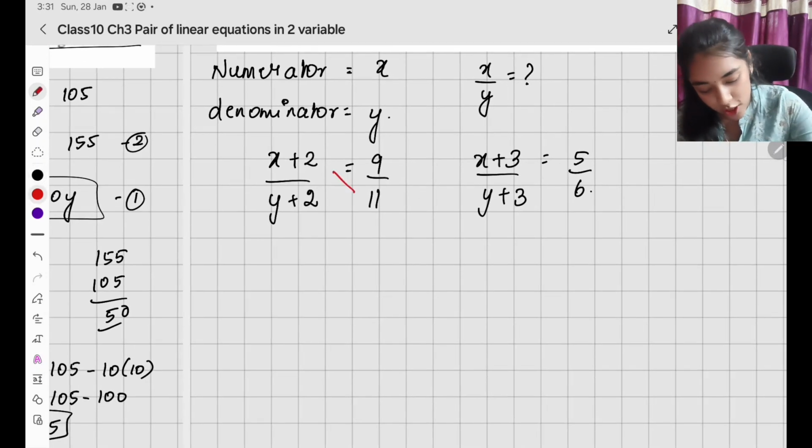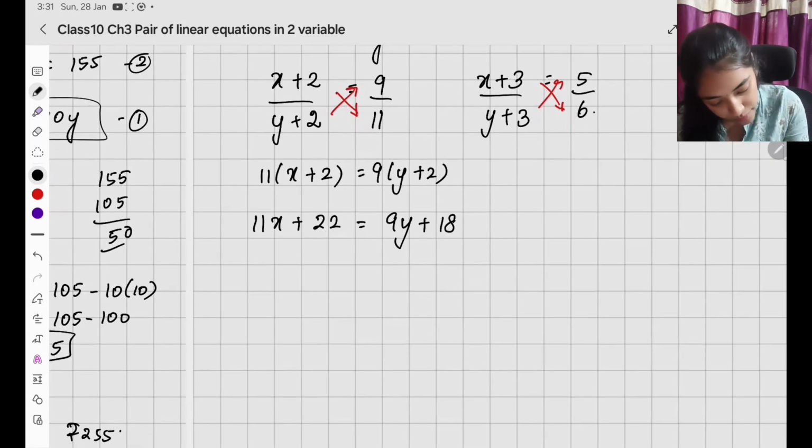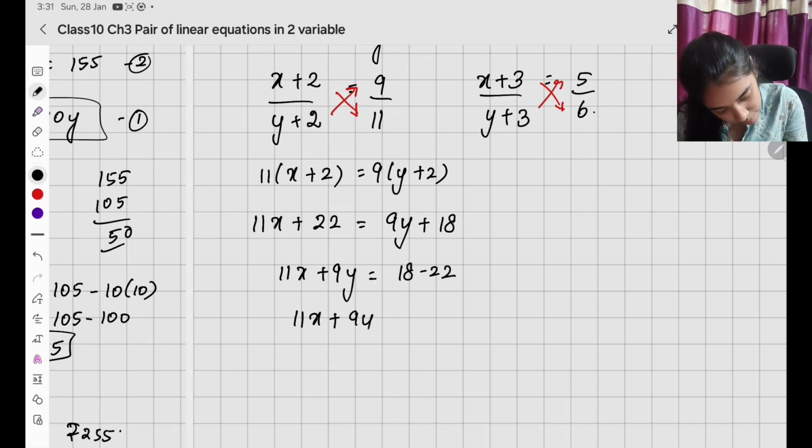First of all, let me cross multiply and get a simpler equation. Okay, both sides. So I have 11 into x plus 2 equals 9 into y plus 2. So I have 11x plus 22 equals 9y plus 9 2s are 18. So from this we have 11x minus 9y equals 18 minus 22, which is going to be minus 4.